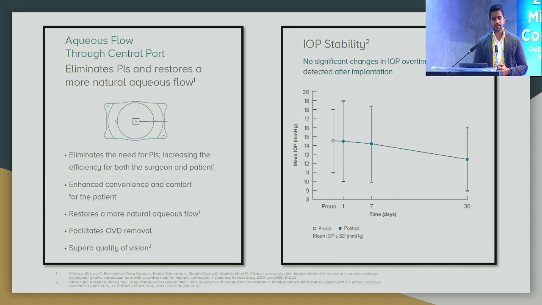So again, coming to the central port of the ICL, the advantage of the aqueous flow through the central port is it basically eliminates the need for any peripheral iridotomies. It gives you a more natural aqueous flow. There's very little chance of IOP spike postoperatively. Also, if there's any viscoelastic that is trapped underneath the ICL, basically between the ICL and the lens, it's very easy to remove the viscoelastic. And also, more importantly, it eliminates the requirement of any peripheral iridotomies.